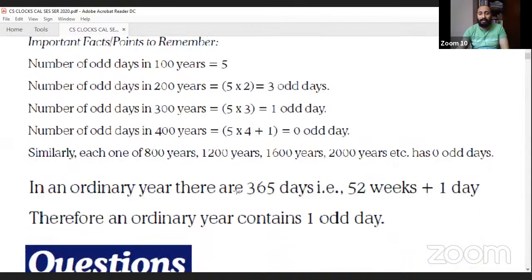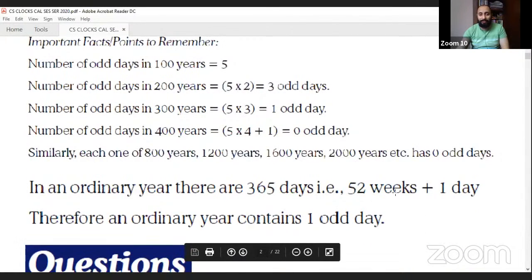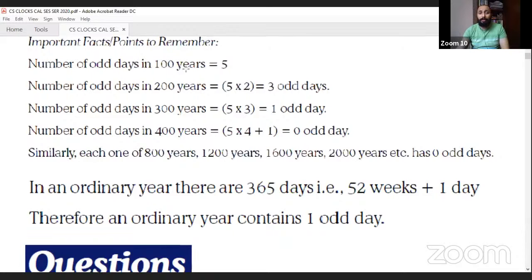Hope you remember. 365 days means there will be 52 weeks and one extra day. So in 100 years, how many leap years will come? 25 leap years. Very good. But out of 25 leap years, we need to omit one. So we take only 24 leap years. But at 400, we take all 25 leap years. We have to omit one day here.